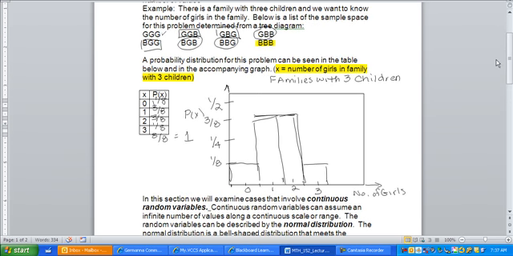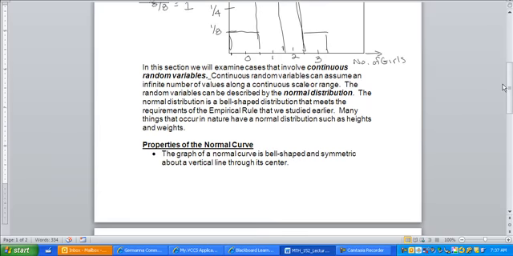So it's a finite number of values. In this case, we had 4 different values. We also look at cases that involve the second type of random variable, which is a continuous random variable. These random variables can take on an infinite number of values along a continuous scale or range. And these are ones that we concentrate on in section 12.5.